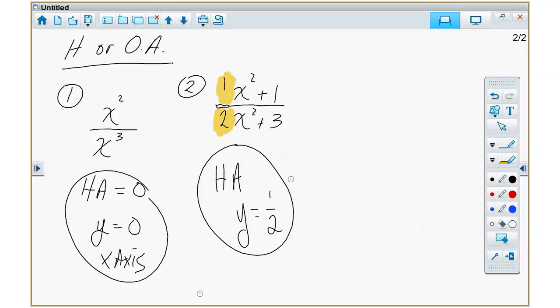How are the degrees the same? I'm sorry, what? How are the degrees the same? Degree. Okay. 2, the exponents. Your highest exponent. If they're the same, that's called the degree. It's the highest exponent.